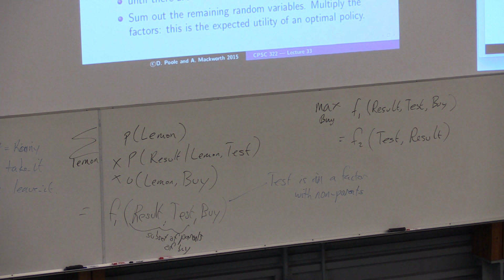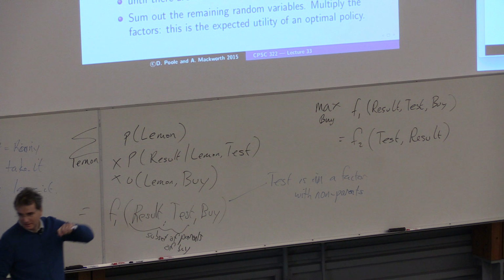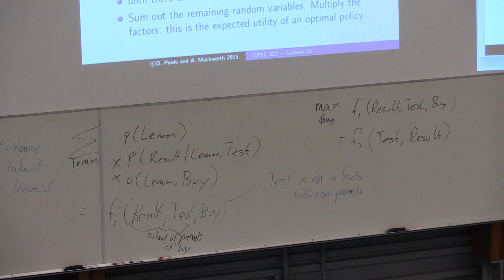Okay, next question. What is eliminated next after eliminating by? So we've eliminated by. We've got this stage here. Now the question is, what are we going to eliminate next? Are we going to sum out result? Are we going to maximize test? Either one, it doesn't matter, or there's nothing more to eliminate. This is my algorithm.